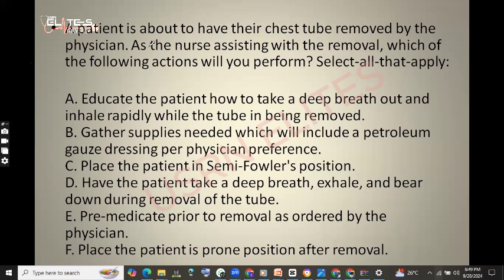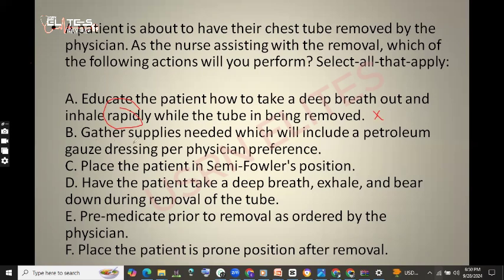A. Educate the patient to take a deep breath out and inhale rapidly while the tube is being removed. Do we think this is a correct statement? No. So what makes it wrong? The patient should take a deep breath rapidly and hold it. All right. So that makes it wrong.